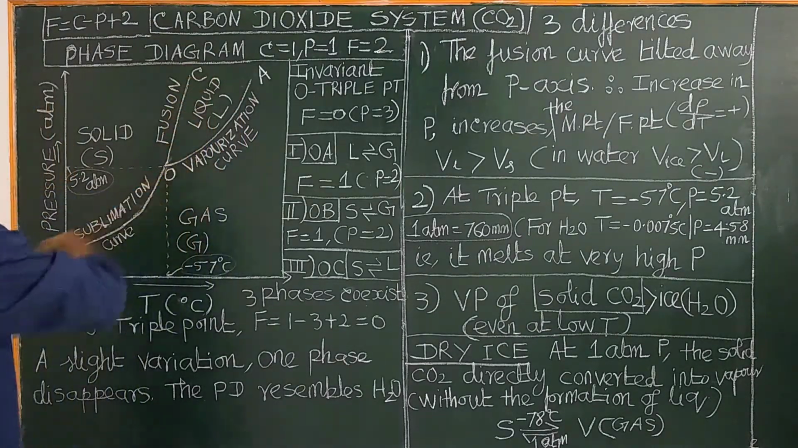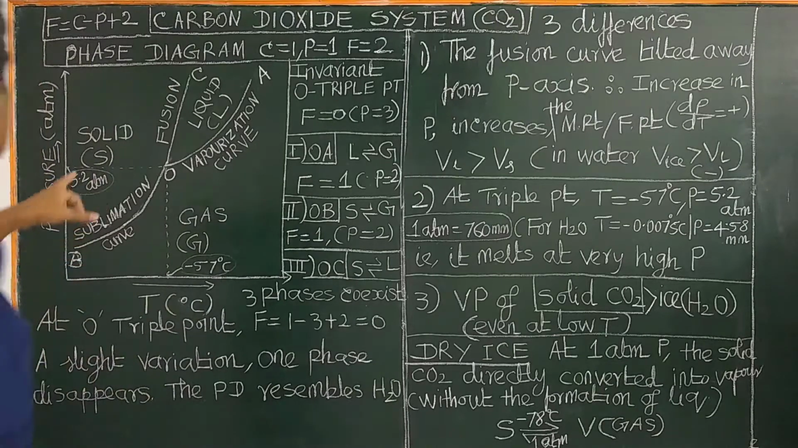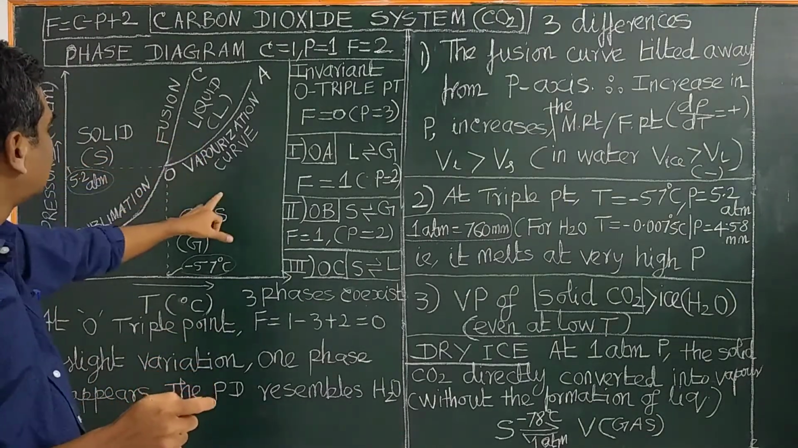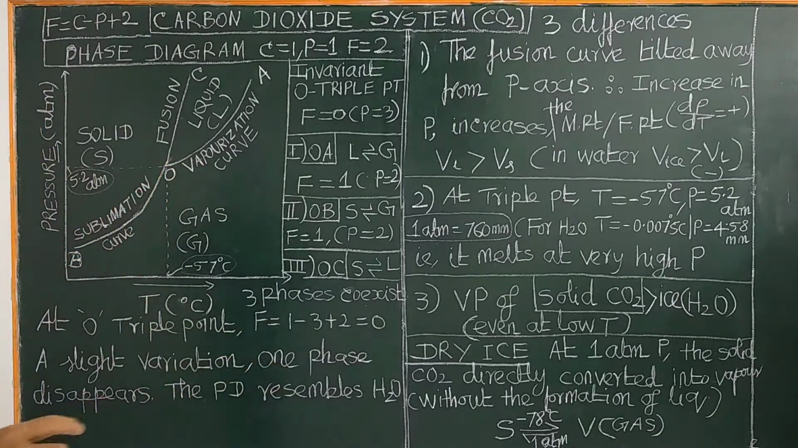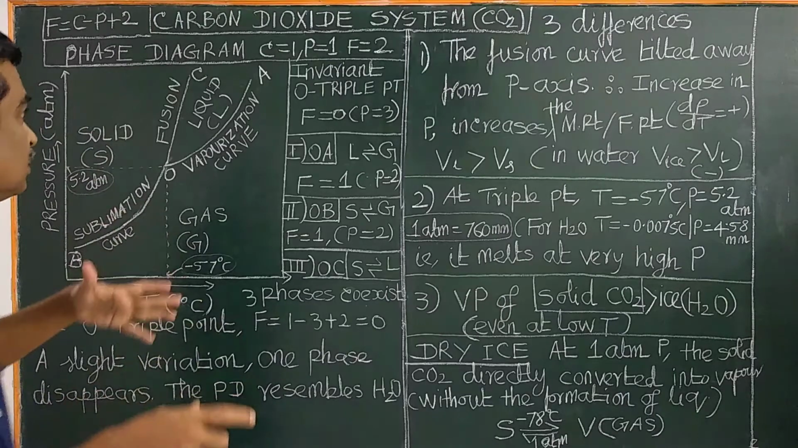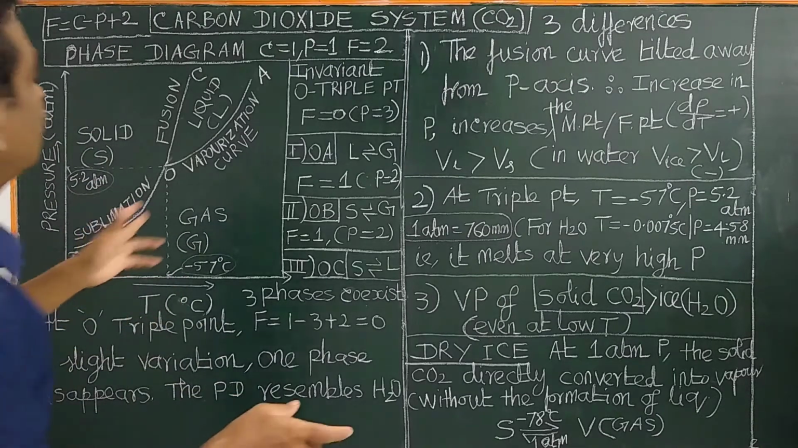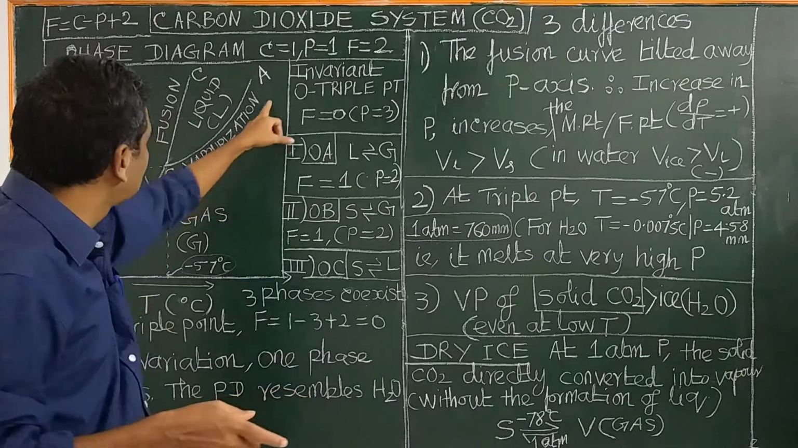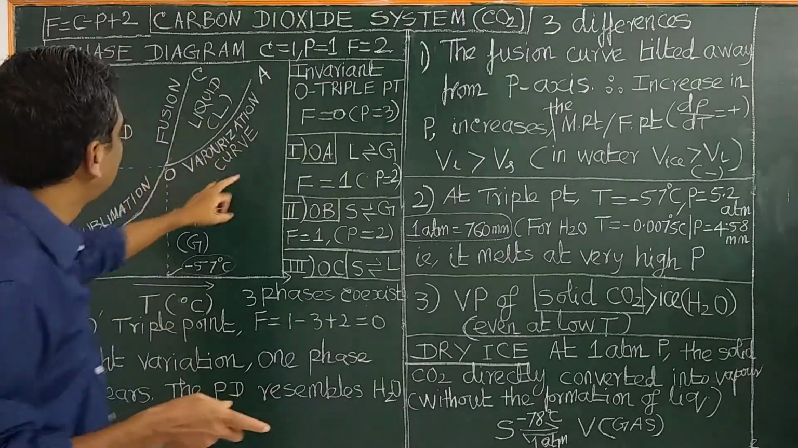There are 3 phases. As you see, there are 3 regions: solid phase, liquid phase, and gas phase. There are 3 phases, and there are 3 curves, similar to water. The OA curve is called the vaporization curve. Liquid is in equilibrium with the gas.